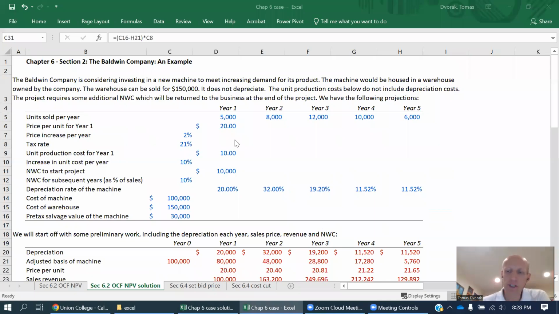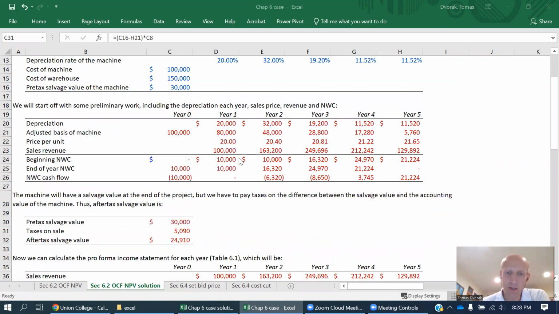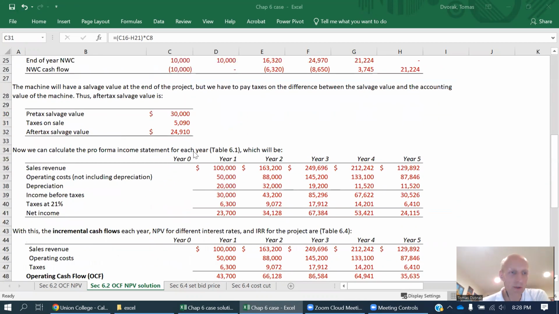So in section 6.2, we're applying NPV and IRR concepts. We're supposed to calculate the net present value of Baldwin Company's expansion, where they buy a new machine, put it in a warehouse, and we had to calculate all kinds of things. So we had to calculate the after-tax salvage value of the new machine.